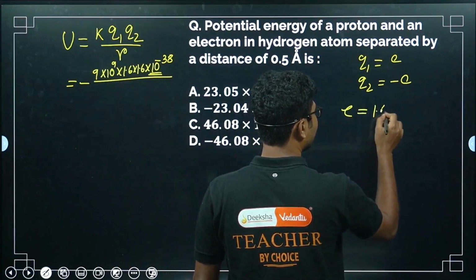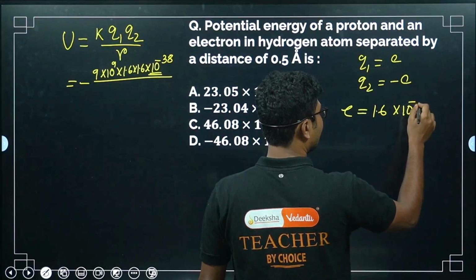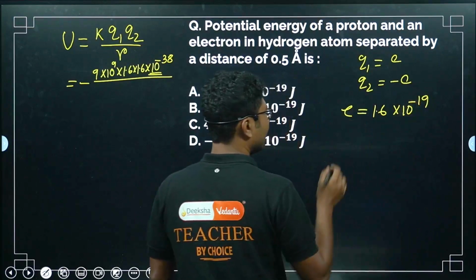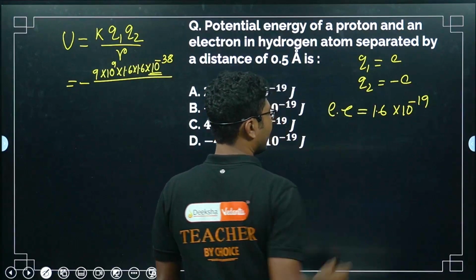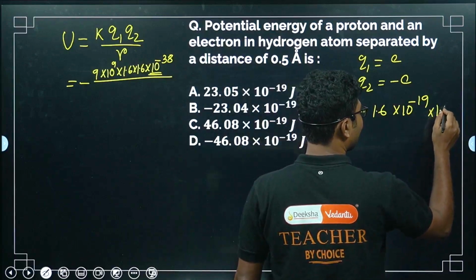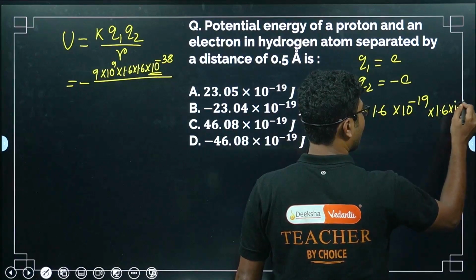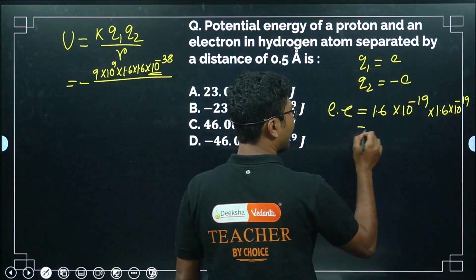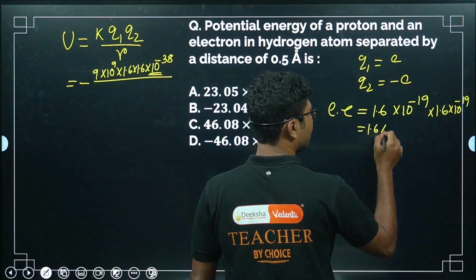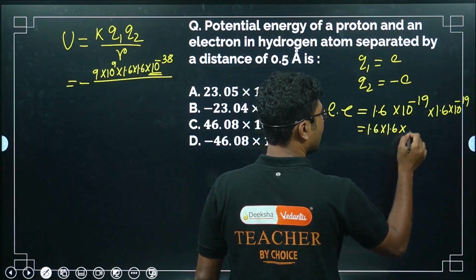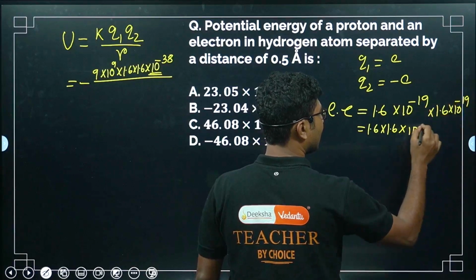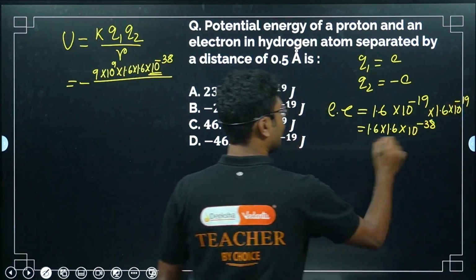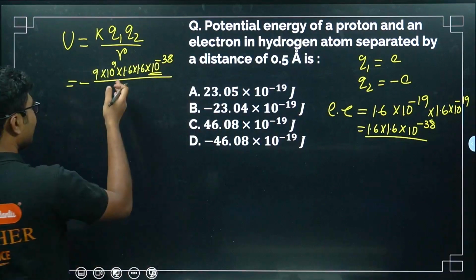E is 1.6 into 10 to the power of minus 19, right? That is 1 E. Here there will be another E multiplied, right? So one other E multiplied means 1.6 times 10 to the power of another minus 19. So what will happen? 1.6 times 1.6 times 10 to the power of minus 19 minus 19, minus 38. I have just directly written it because there is a space issue.